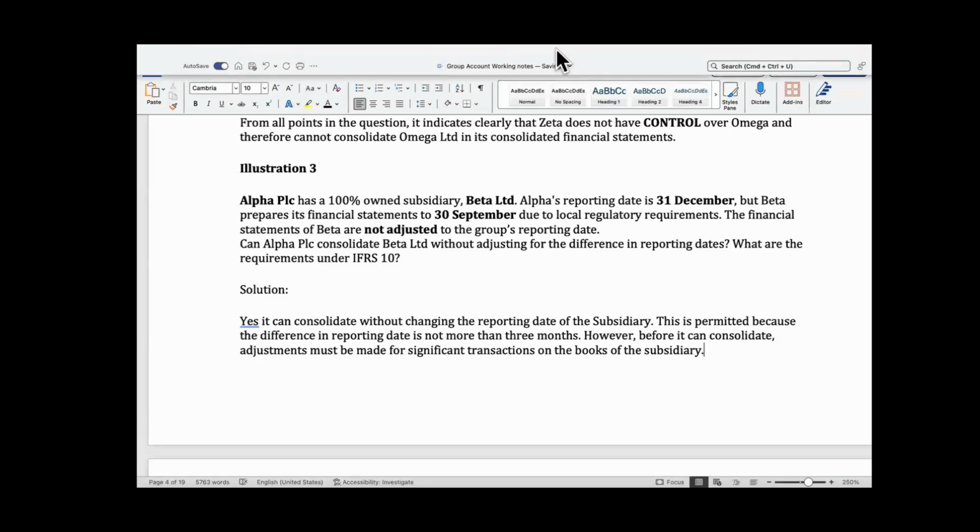So adjustment must be made for significant transactions in the books of the subsidiary before they can go ahead and consolidate. Even though you don't have to change the date of the subsidiary because the difference in reporting date is not more than 3 months, before you can consolidate, you have to adjust significant transactions that occur between that 30 September and December before we can go ahead with the consolidation.